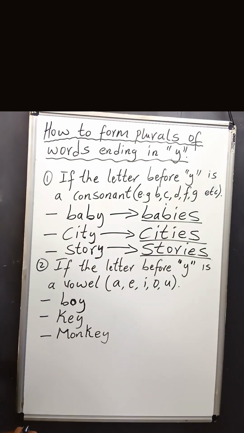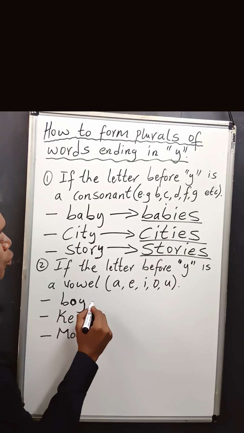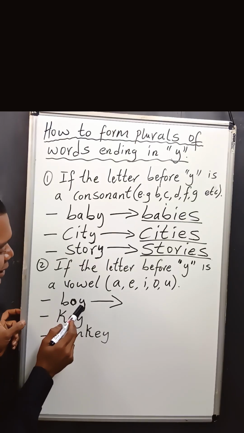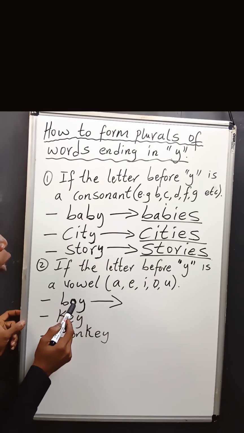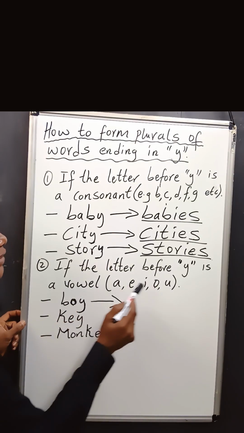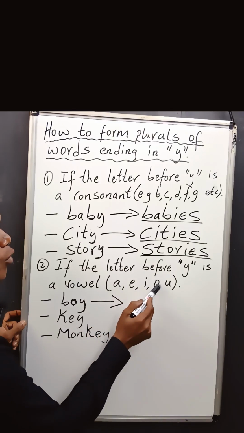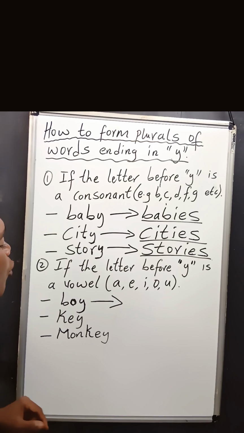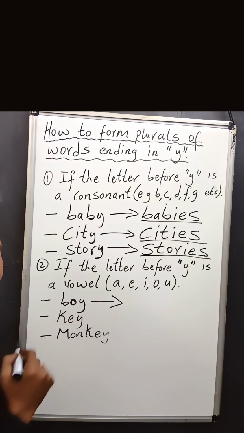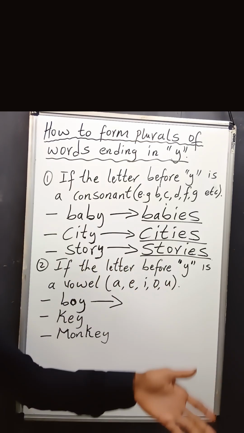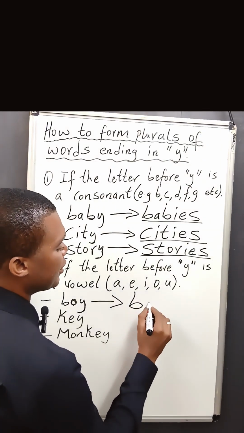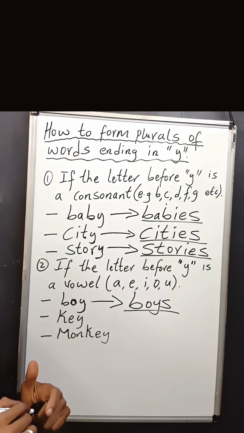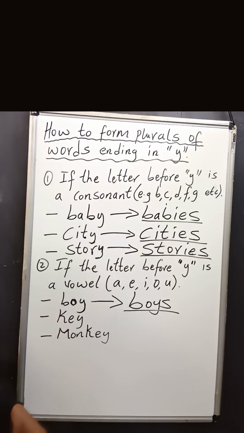Let's say, for example, we have B-O-Y, boy. What is the plural of boy? Taking a look at Y, the letter that comes before Y is O, and O is a vowel. Because O is a vowel, we add S to the word. Then it becomes boys, B-O-Y-S. Simple and precise.